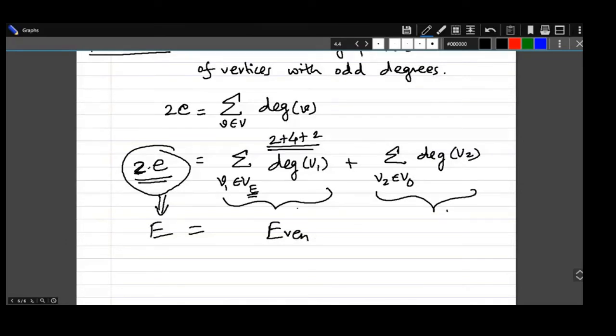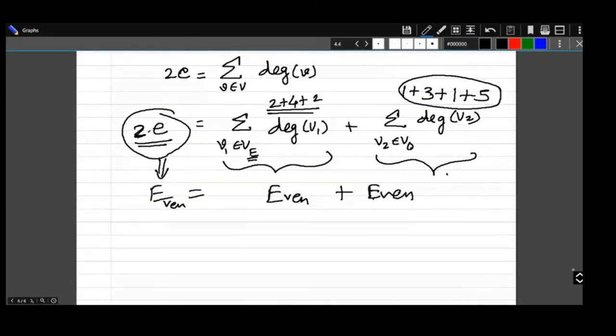But what about this? To have even plus even, the number of vertices having odd degree has to be even. Let's say 1, then it will become odd, and everything will become odd. So 1 plus 3, then the total number of vertices is even and the degrees are odd. If you add 1 more, again it will become odd. So this number of vertices is always going to be even. That is quite straightforward.